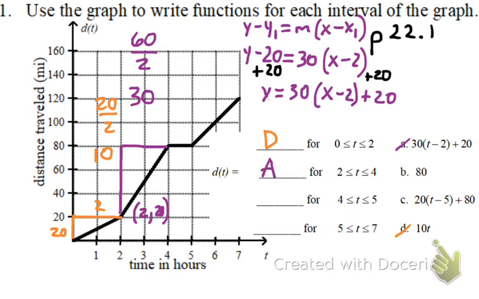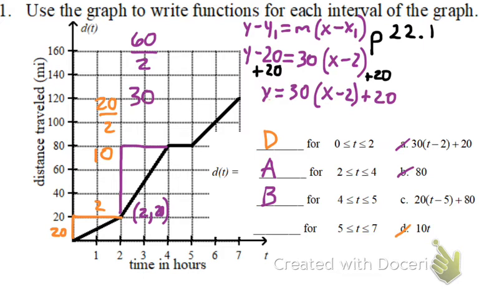From 4 to 5, our slope is 0. We rise 0, run 1, so our slope is 0. And the y-intercept, if we extend that out, we can see where it will hit at 80. Anytime it's that constant part of the graph where the function is constant, we can just write, in this case, d of t equals whatever that value is. That distance is 80 the whole time on that horizontal piece.